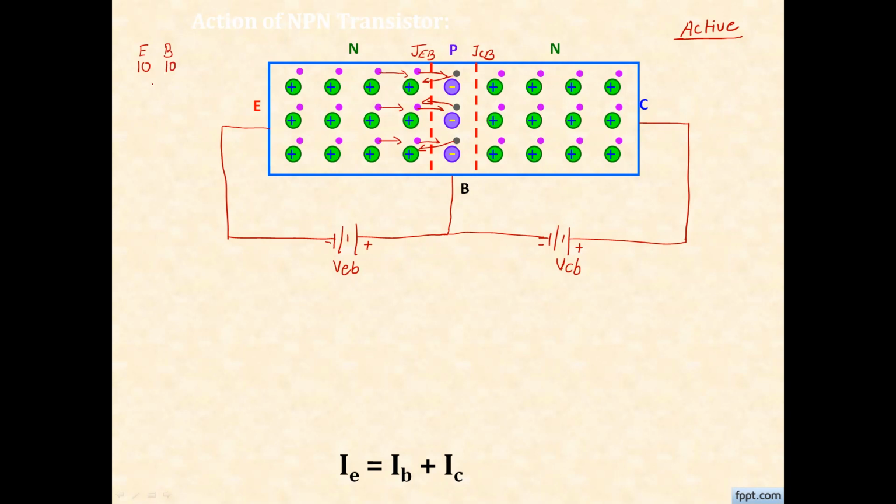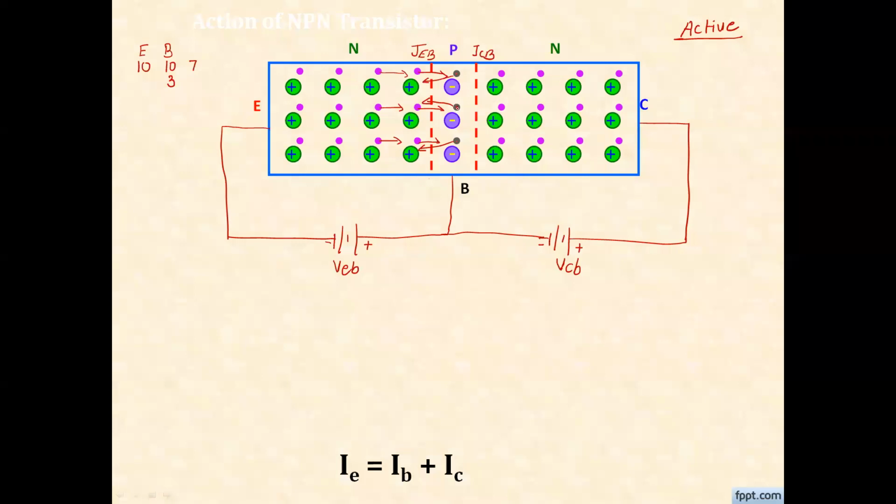Assume that 10 electrons came into the base region. Out of those 10 electrons, let me consider that only 2 or 3 electrons will combine with the holes. Why? Because holes are very few in number. So suppose 3 electrons combine with the holes, the remaining 7 electrons stay as they are in the P region.